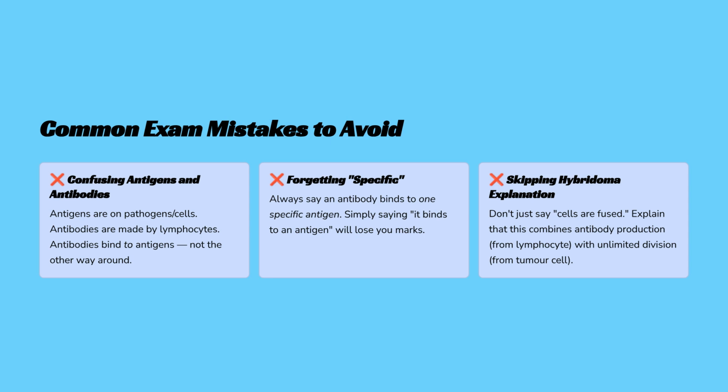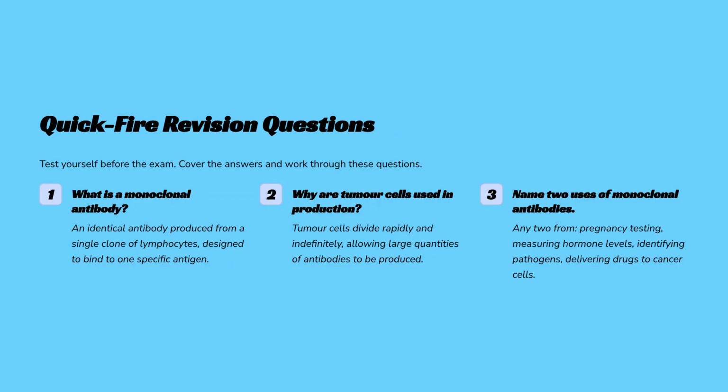Don't confuse antigens, which are on the pathogen, with antibodies, which are made by the body. Also, never forget to include the word specific when describing binding, and always explain the dual role of the hybridoma cell. Test your knowledge with these quickfire questions.